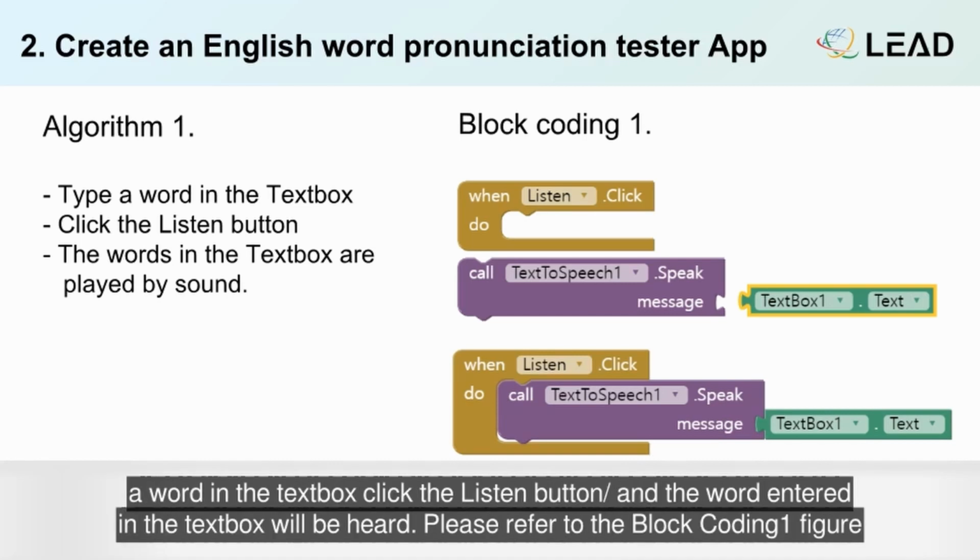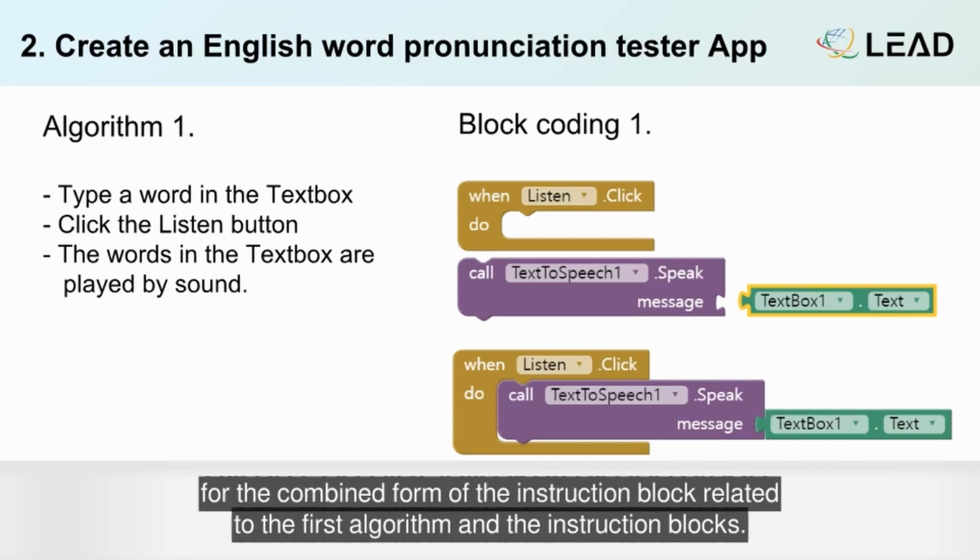The first part is, input a word in the text box, click the listen button, and the word entered in the text box will be heard. Please refer to the block coding 1 figure for the combined form of the instruction block related to the first algorithm and the instruction blocks.